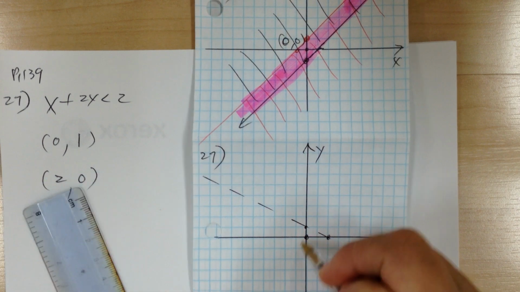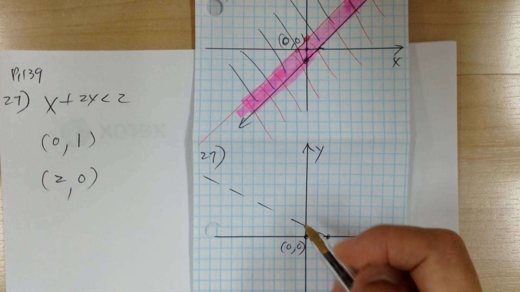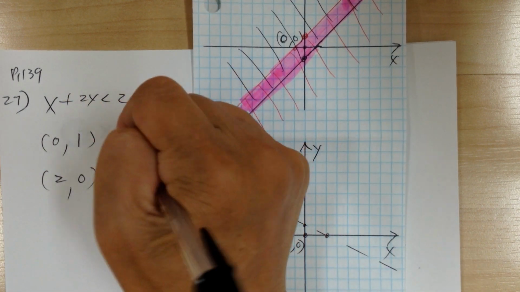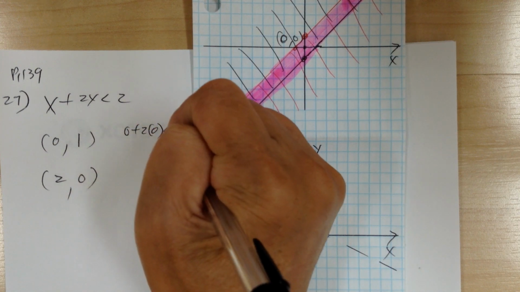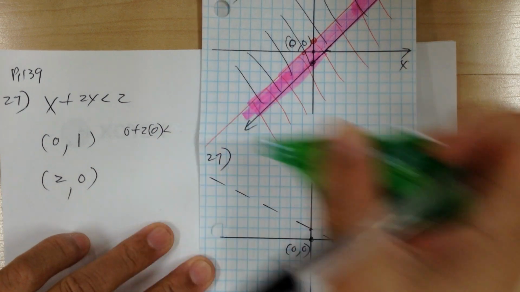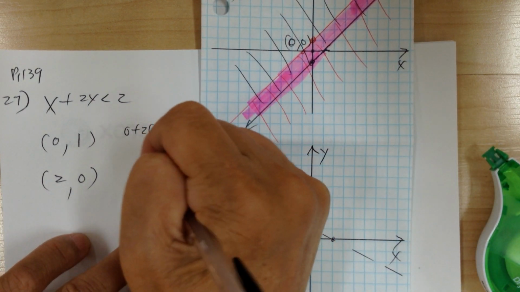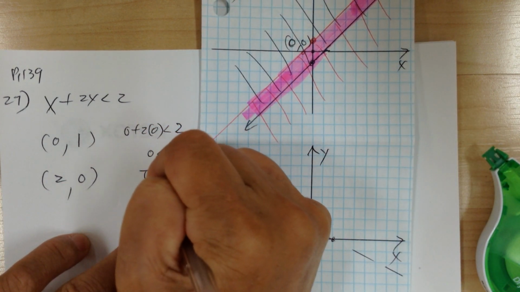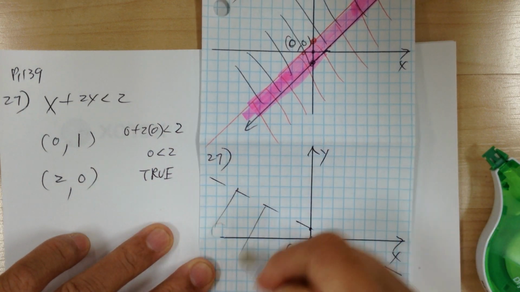Okay, so I'm going to use 0, 0 as my testing point. So put this in here. So I got 0 plus 2 times 0 is less than 2. So 0 less than 2, so that's true. So here in this side.